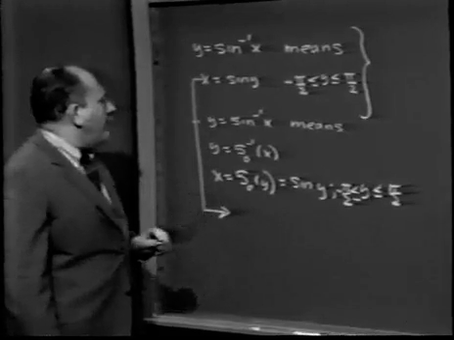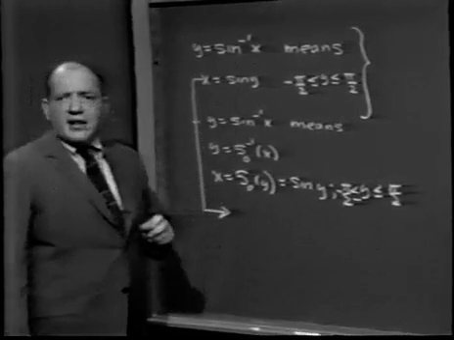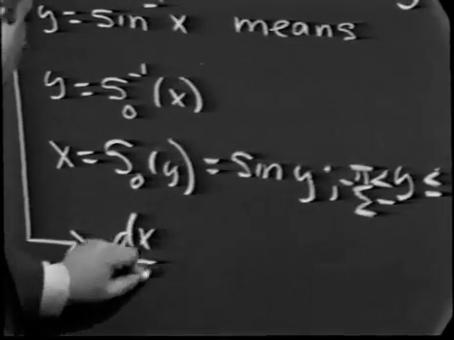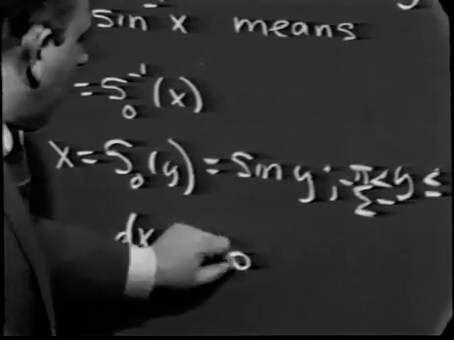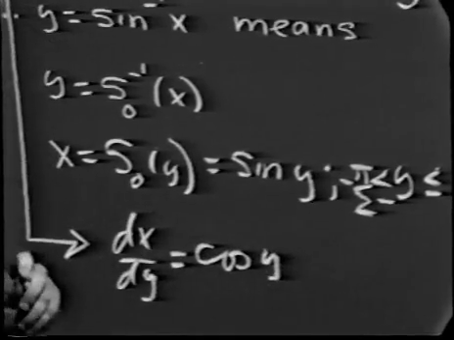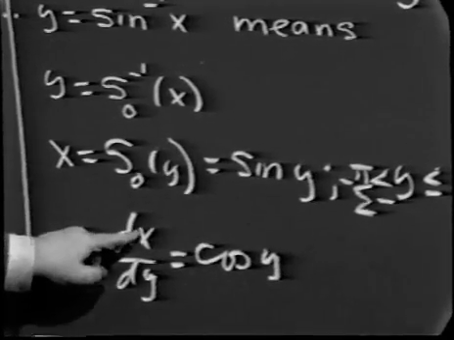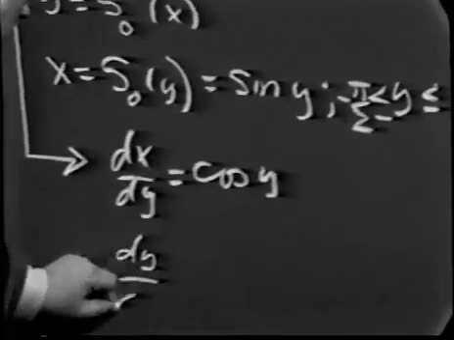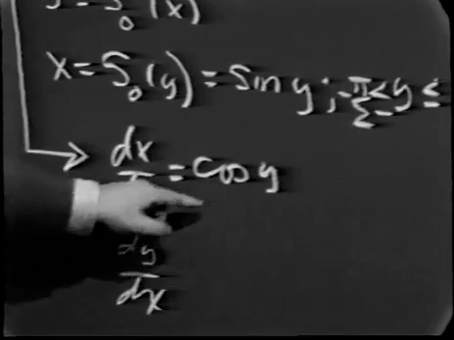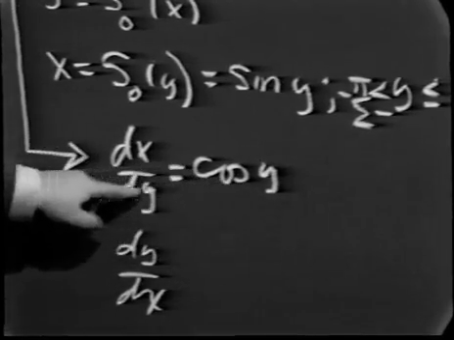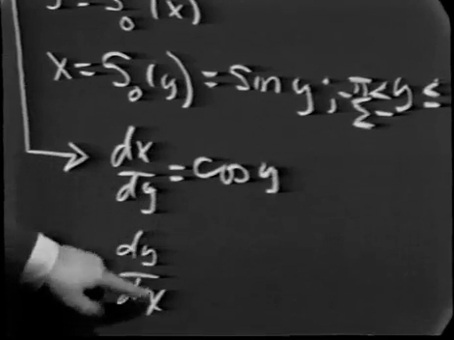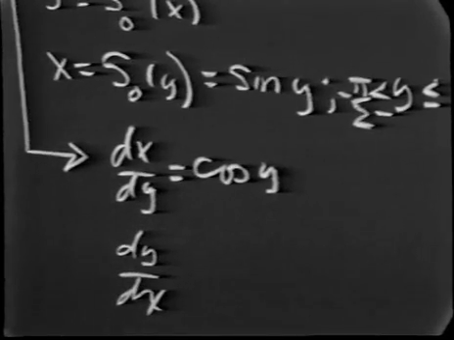From x equals sine y, can I find dx/dy? Certainly. dx/dy is cosine y. Now, we didn't want dx/dy, we wanted dy/dx. But since we're on a one-to-one strip here where the inverse function does exist, notice that the relationship between dx/dy and dy/dx is that they are reciprocals of one another.